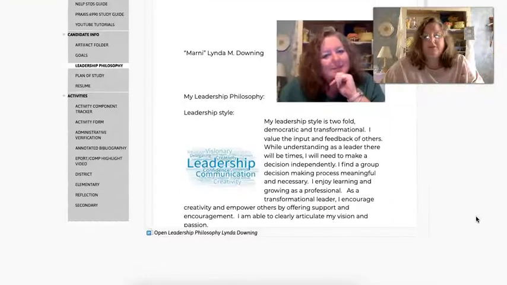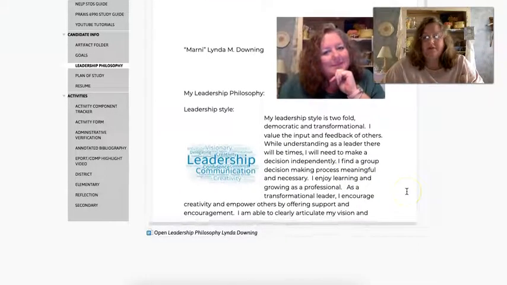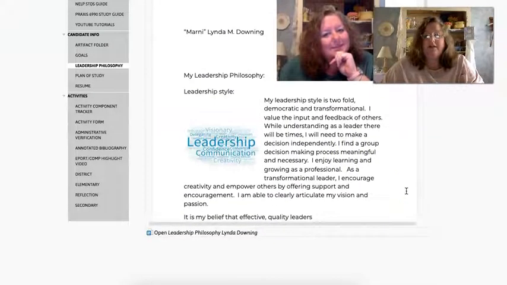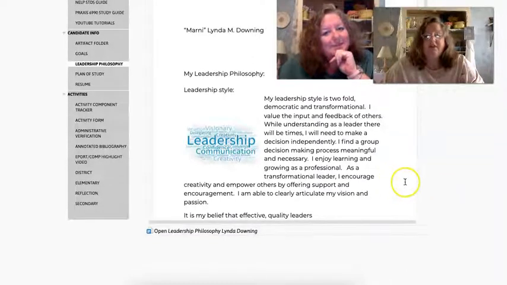This is my leadership philosophy, and I'm going to read a little bit of that about my leadership style. My leadership style is twofold, democratic and transformational. I value the input and feedback of others, while understanding as a leader there will be times I will need to make a decision independently. I find a group decision-making process meaningful and necessary. I enjoy learning and growing as a professional. As a transformational leader, I encourage creativity and empower others by offering support and encouragement. I'm able to clearly articulate my vision and compassion.